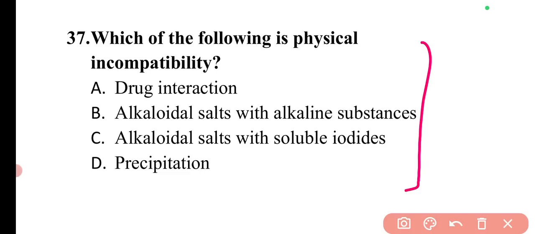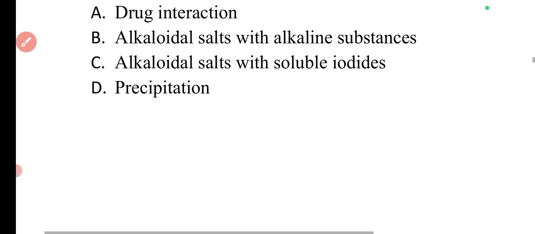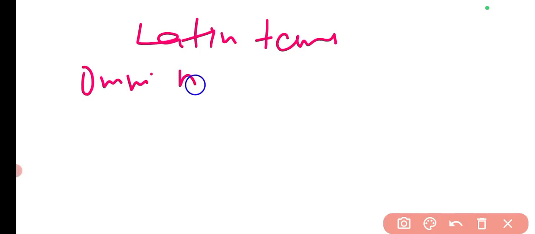Few more topics we can discuss here regarding the Latin terms. So here I will be providing you the Latin terms. You can write in a copy with you. So I will be discussing few important Latin terms. So let's start with the few those we have already discussed. I will not be discussing here. So rest I will be discussing, like omni mane.